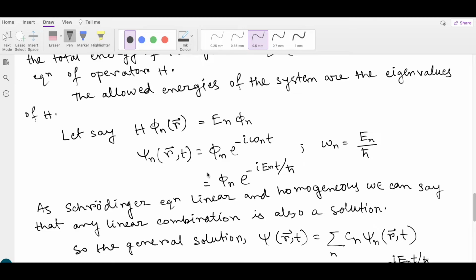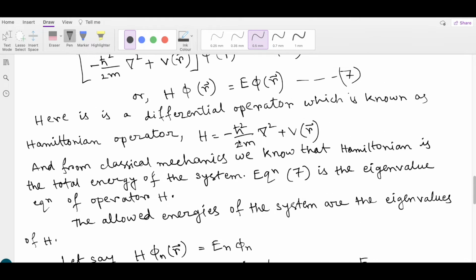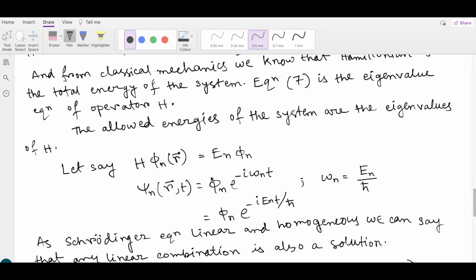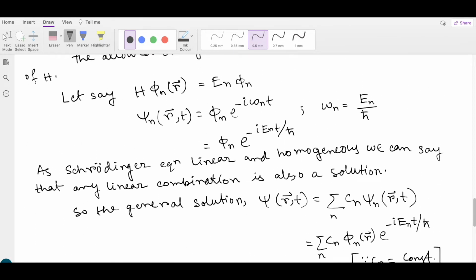Equation 7 is the eigenvalue equation. So let's say Hφn is Enφn. We know that ψ is φ times e to the power minus iωt. So here we are writing ψn as φn e to the power minus iωn t, where ωn is En by ħ. So putting ωn's value in this equation, we get φn e to the power minus iEn t by ħ.